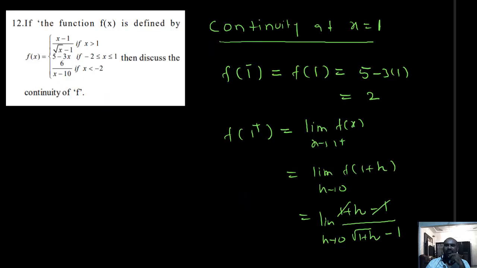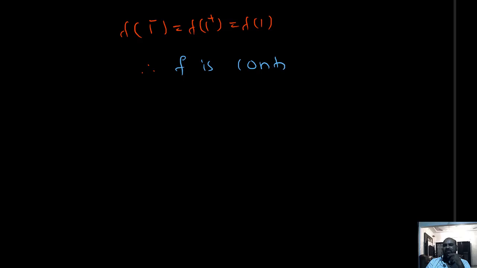I want to cross check. F of 1 minus I got 2, f of 1 plus also 2, means that the function is defined at 1. F of 1 minus equal to f of 1 plus equal to f of 1. Therefore, f is continuous at x equal to 1. I hope you people understood.